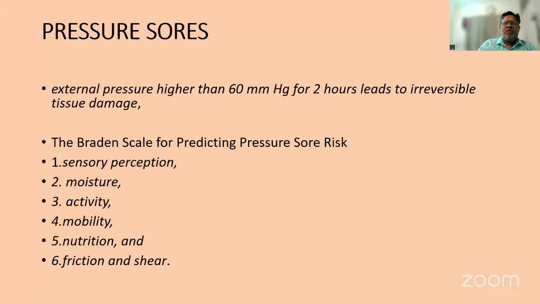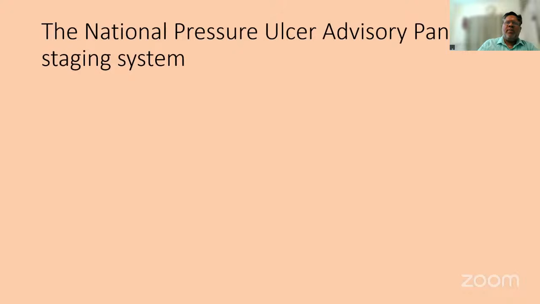When external pressure of more than 60 millimeters of mercury for 2 hours is there, it leads to irreversible tissue damage because it can lead to interstitial ischemia and inability for the blood to perfuse. The Braden scale is usually used to predict pressure sores. The National Pressure Ulcer Advisory Panel is used as a staging system.